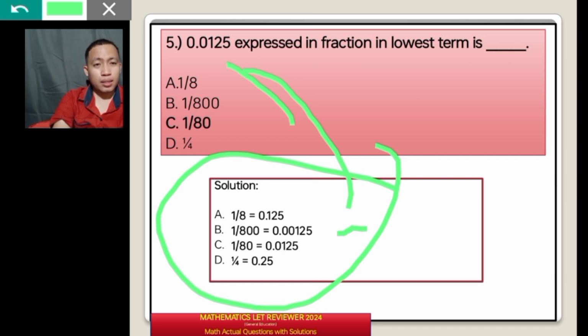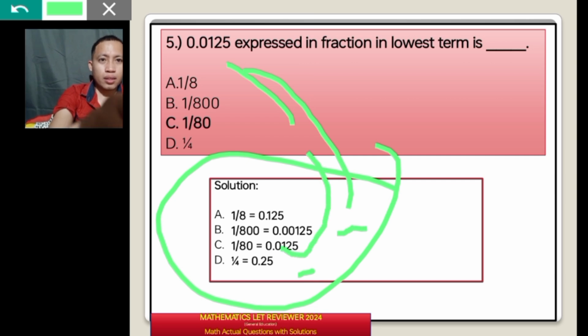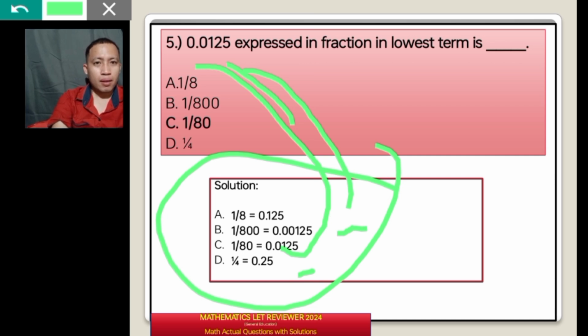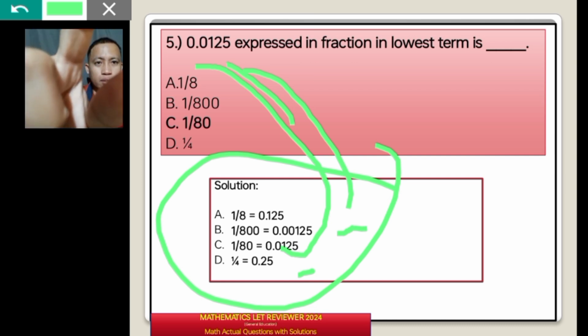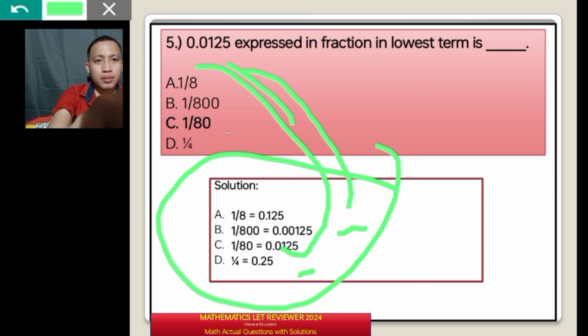Hindi. Ang hanapin lang natin ay yung equal result sa 0.0125. We will check letter D. Look at letter D. Let us check letter D. 1/4 equals 0.25. So that's the result if we're going to divide 1 divided by 4. How about letter C? 1 divided by 80 equals 0.0125, which is equals to our given problem. Okay? Is it understood? Let's proceed to our final answer. We have letter C.